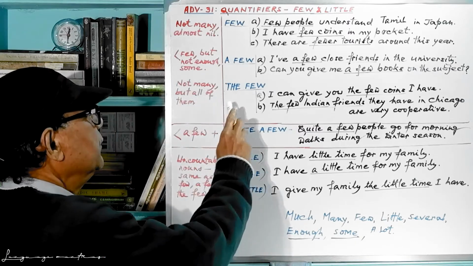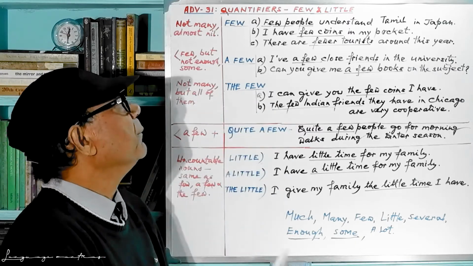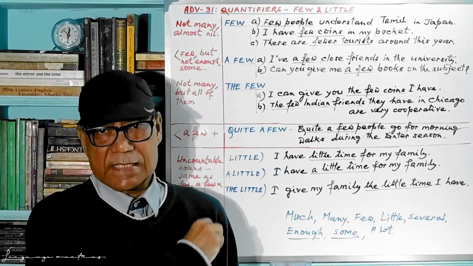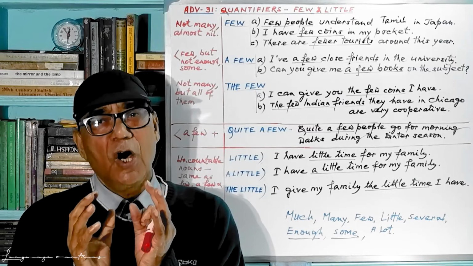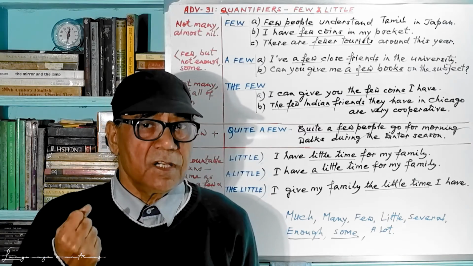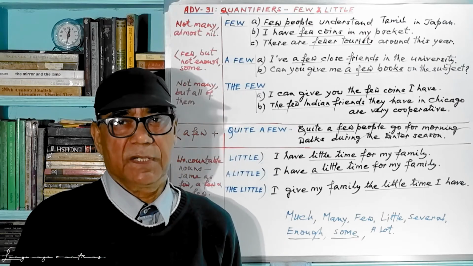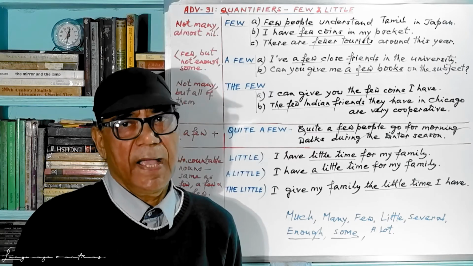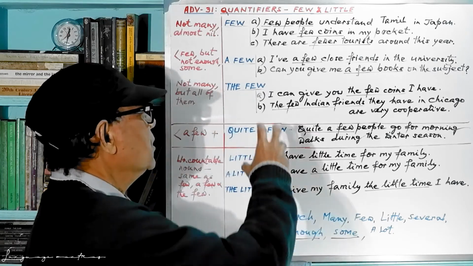Next, come to the few. The few means the same as few, but in this case, all of them together. So I can give you the few coins I have, whatever, maybe 2 coins, maybe 3 coins, but all of them I can give you. So you see the difference.